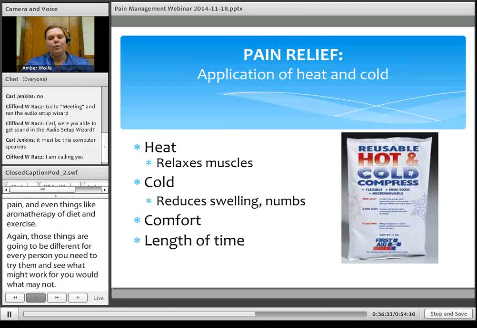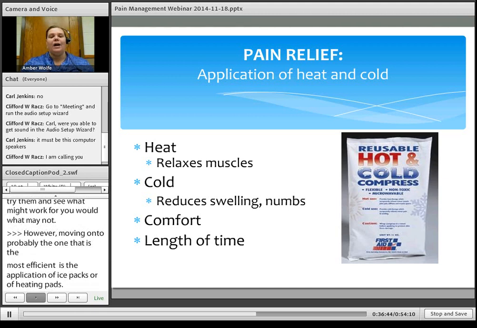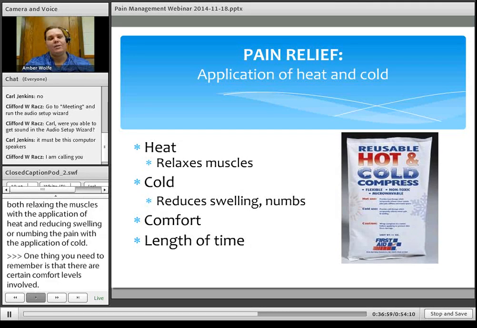However, moving on to probably the one that is the most efficient of those is the application of ice packs or of heating pads. These methods have been used for years, and they're very successful in both relaxing the muscles with the application of heat and reducing swelling or numbing the pain with the application of cold. One thing you do need to remember, however, is that there are certain comfort levels involved. Some people can't handle high levels of heat. Some don't like extreme levels of cold.